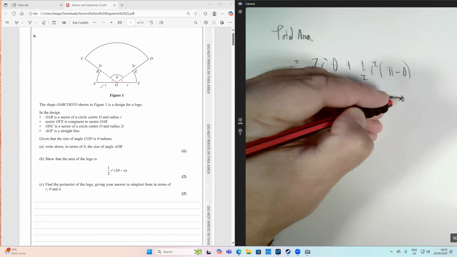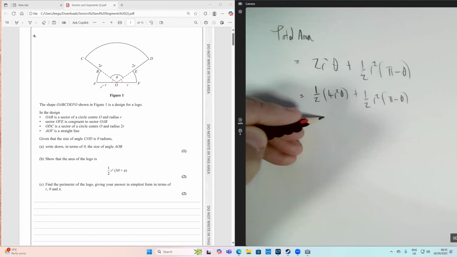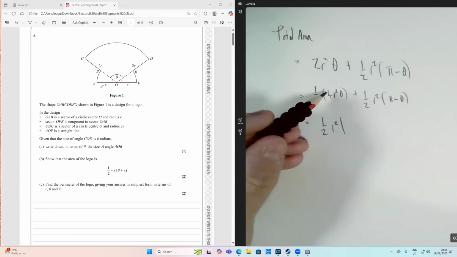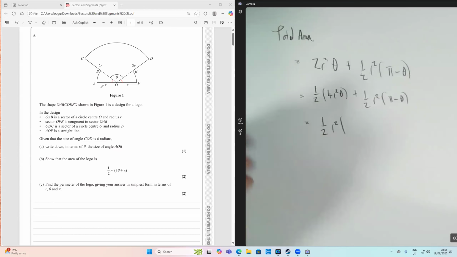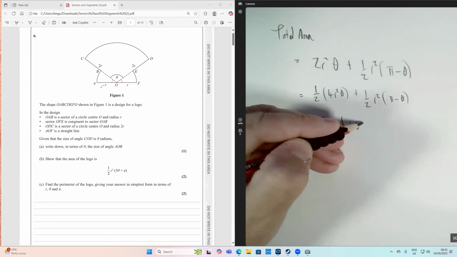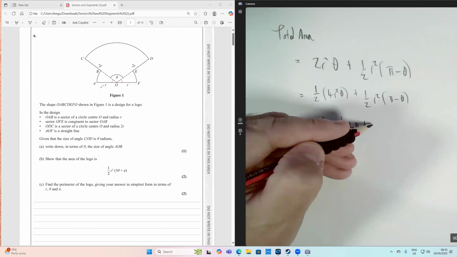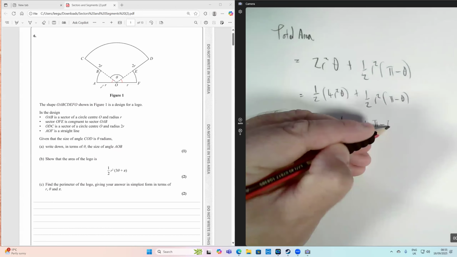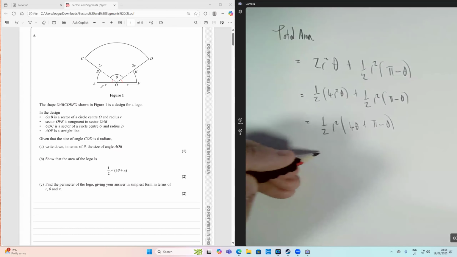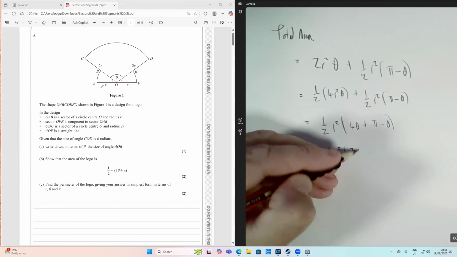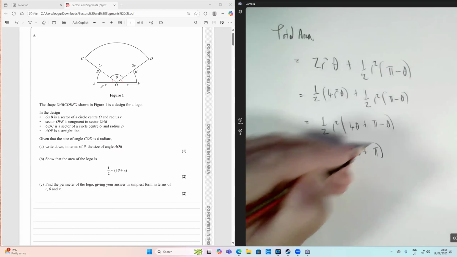Okay, and now let's take out our half r squared. So half r squared comes out, leaving us here with 4 theta. And then what have we got? We've got 4 theta there, half r squared comes out, and that just leaves us with pi minus theta. And then when we collect like terms, we have a half r squared (3 theta plus pi) as required.